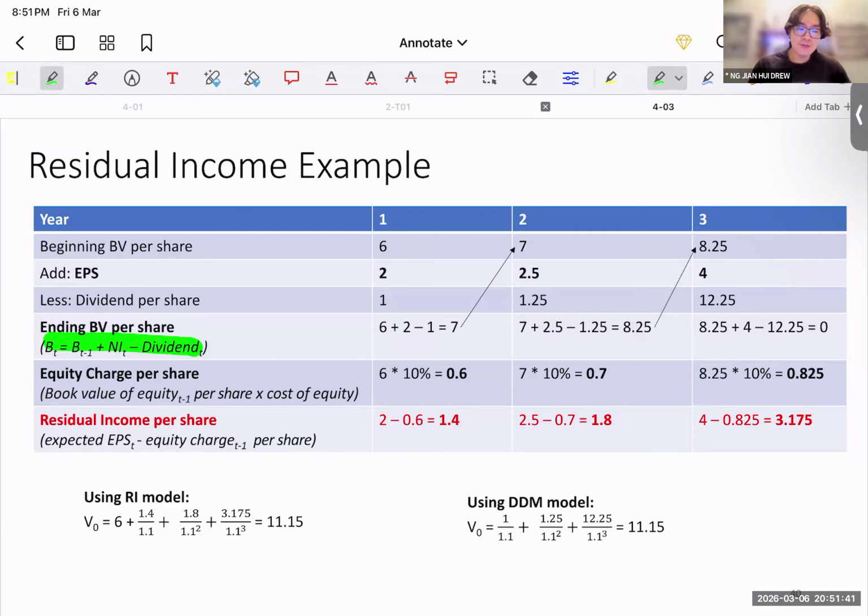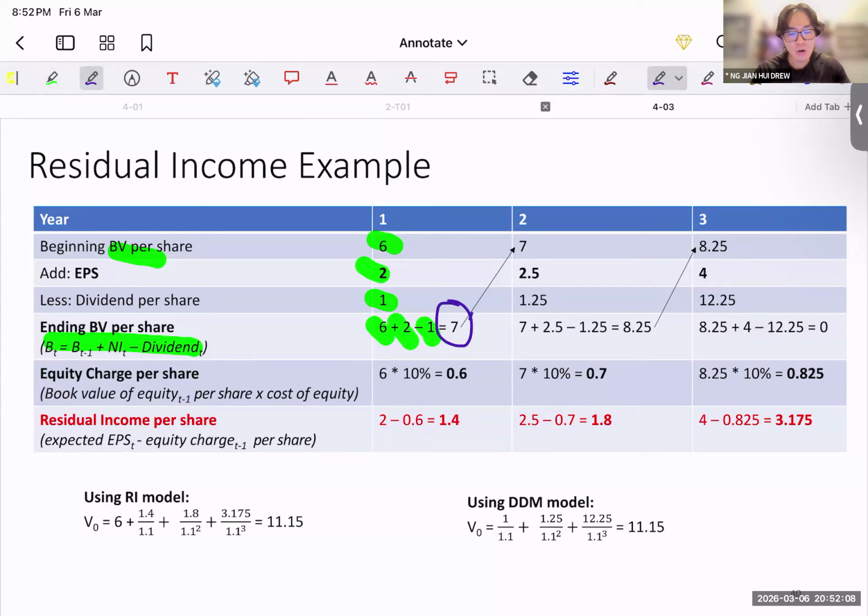In the question, you start off with $6 as your beginning book value. You add your earnings per share, because this is all book value per share. Everything is per share. Then you have your dividends per share of $1. So based on our clean surplus relationship, our ending book value is just $6 plus our earnings minus the dividends. So you get $7 here.